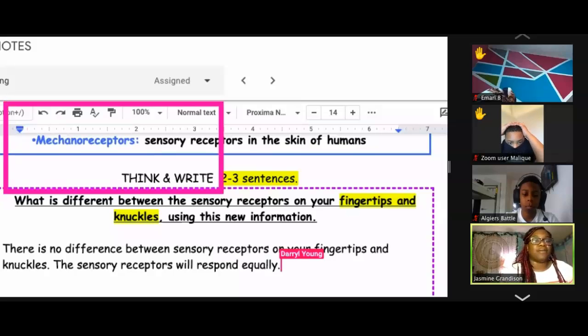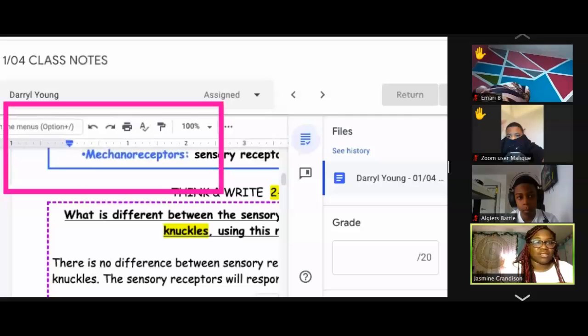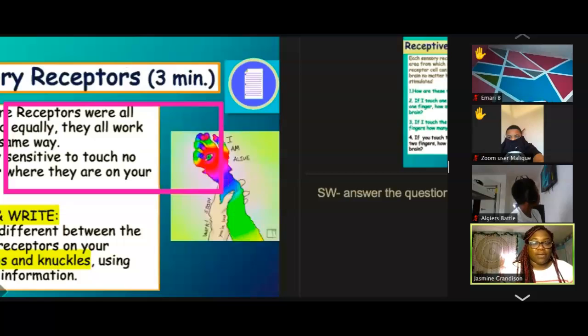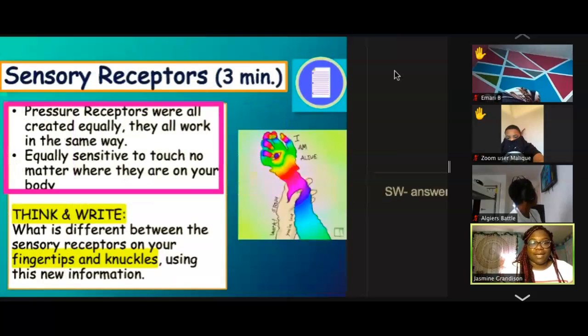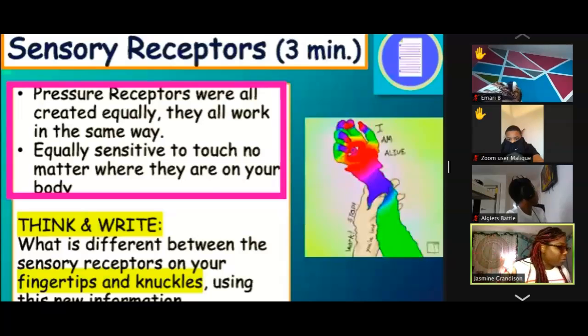All right, so let's continue. Like I gotta show yours because you did what I was thinking. Once again, it does say that the pressure receptors work equally no matter where they are in the body. They're going to be the same. That's why I chose yours. Okay, I'll look at yours when I'm done. All right, great.